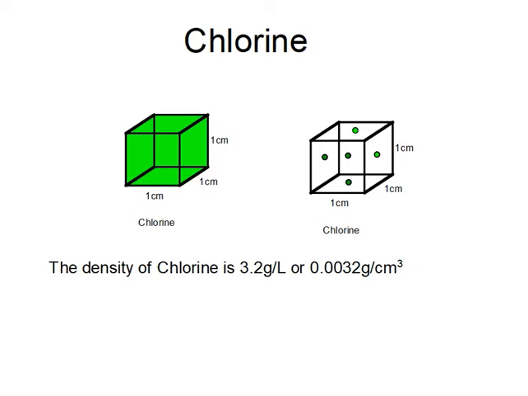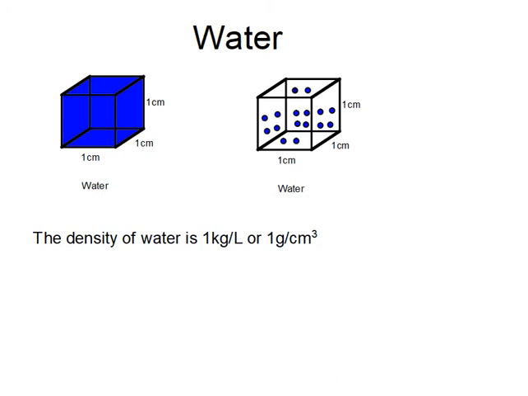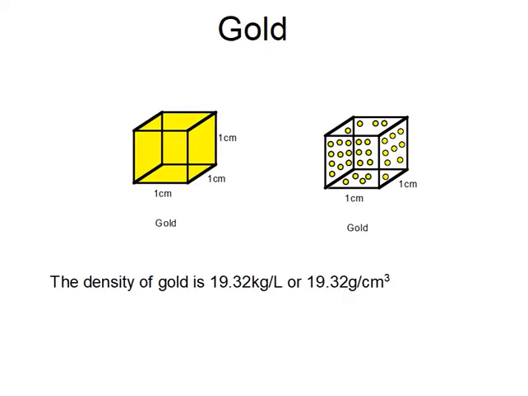grams. And if you look at water, water has a density of 1 kilogram per liter, which means that if you were to get that carton of juice and put water in it, and assuming that the carton itself had no mass, then you would find that it would be measuring 1 kilogram per liter on the scale, which is equivalent to 1 gram per centimeter cubed. And lastly, gold has a density of 19.32 grams per centimeter cubed, which is a lot more than water and a lot more than chlorine.